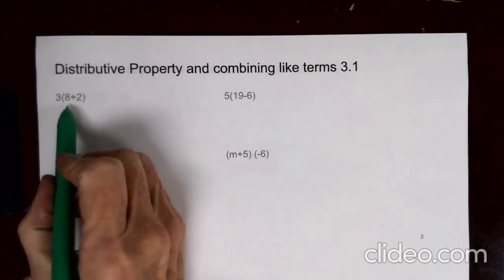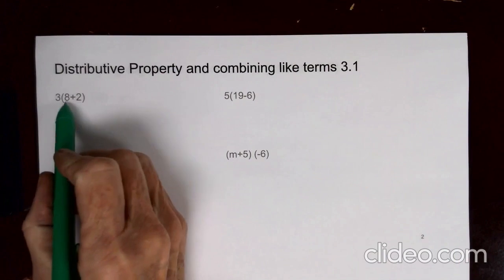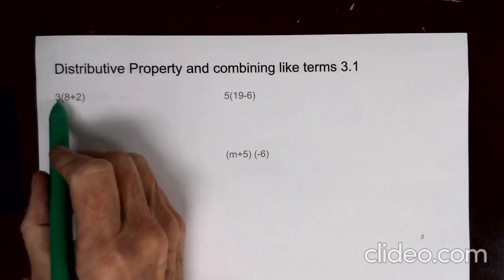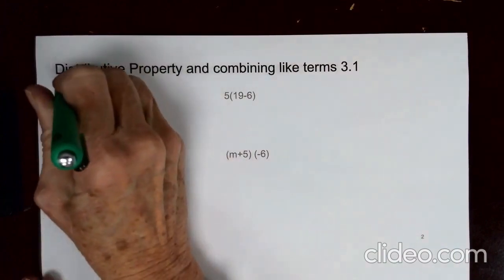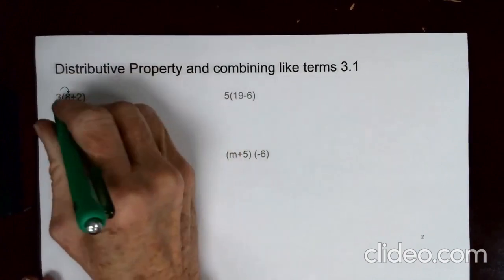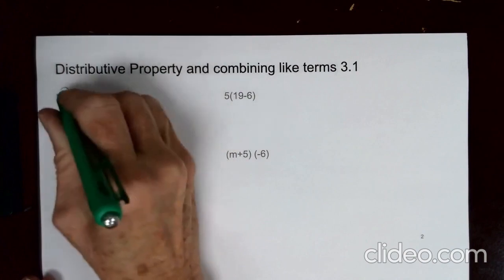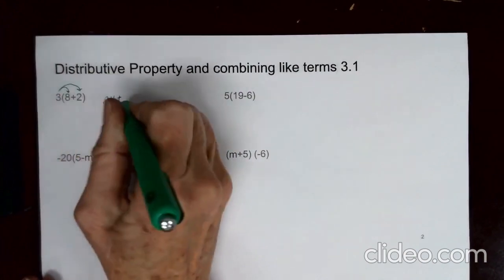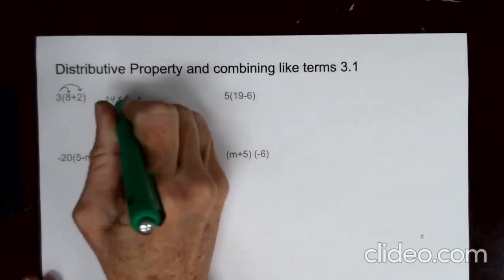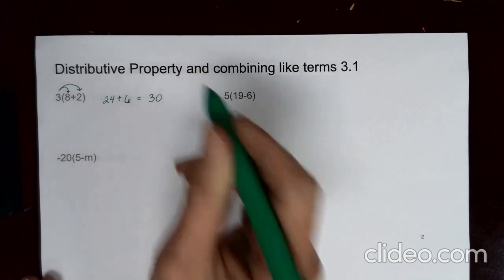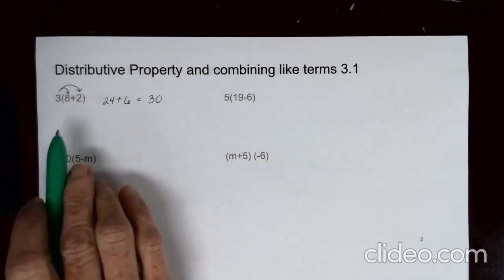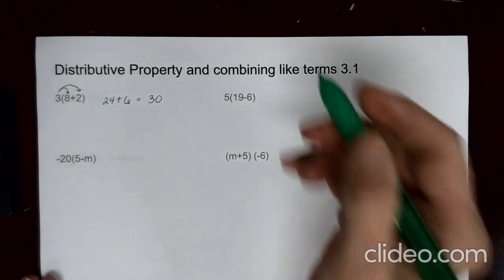Like for instance, these, you would probably go ahead and add 8 plus 2 and get 10 and multiply by 30. But if you're doing it by distributive property, you're taking 3 times 8, which is 24, plus 3 times 2, which is 6. So 24 plus 6 is 30. Now on those, it probably would have been easier to just combine the like terms first.